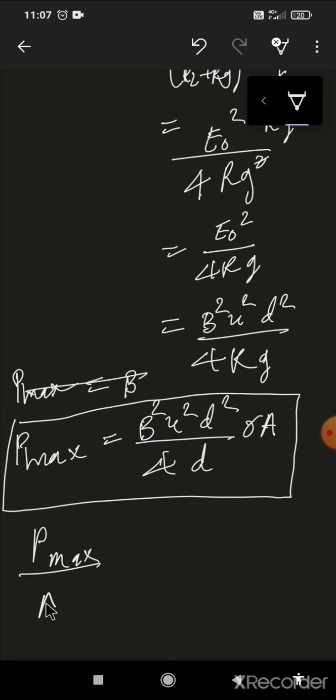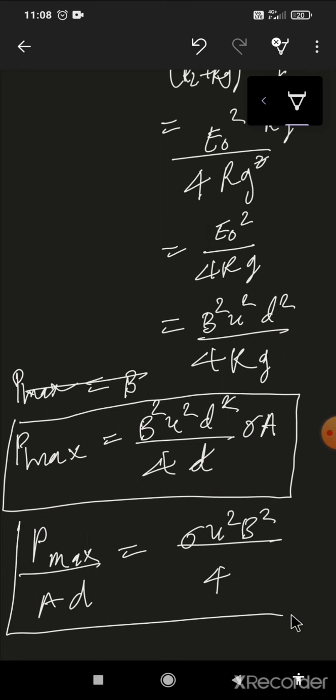So let's take A and D to the other side. Here D square cancels, so we are left with sigma U square B square upon 4. So this is the power density. Power per unit volume is given by sigma U square B square upon 4. This is the maximum power output per unit volume.